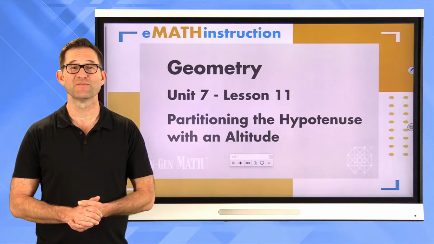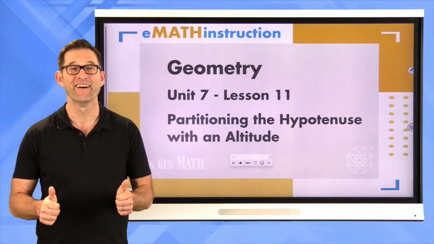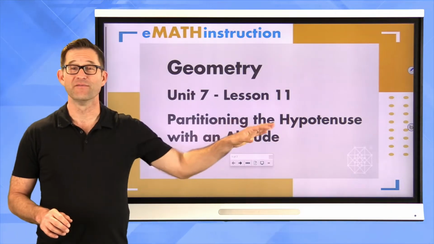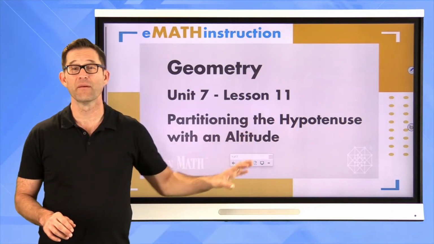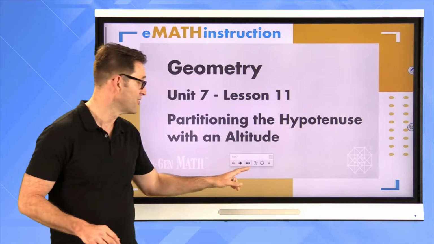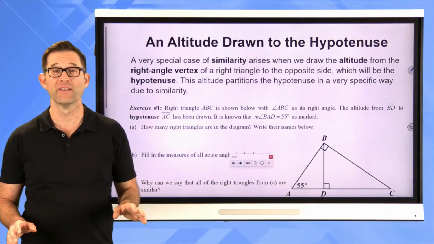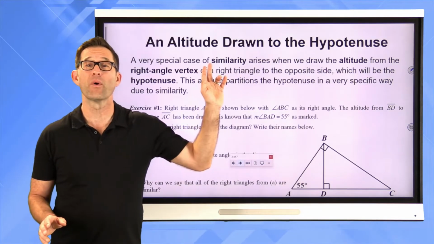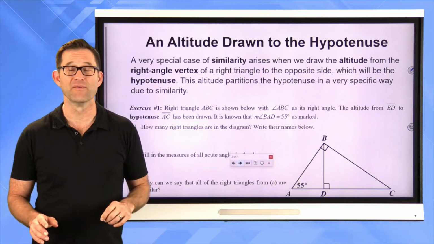Today we'll be doing Unit 7, Lesson 11 on partitioning the hypotenuse with an altitude. That sounds fun. Anyway, this is kind of a fancy way of talking about something, so let's get into it, because what we're talking about here is not all that tricky. Let's talk about what an altitude drawn to the hypotenuse even means.